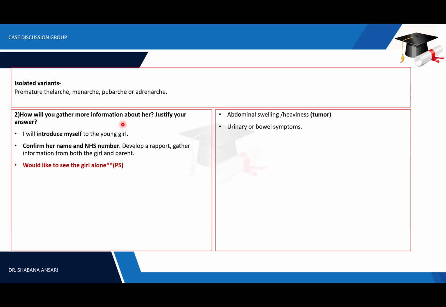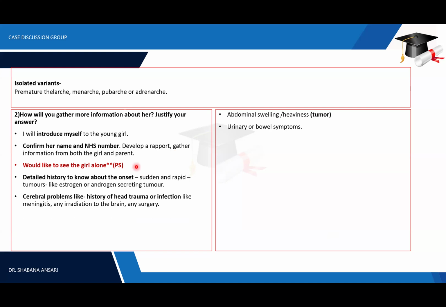How will you gather more information? Information is always history, examination, and investigations. First of all, I will introduce myself to the young girl, confirm her name and HS number, develop a rapport, and gather information from both the girl and the parent. I would like to see the girl alone. This is also very important because it can be because of child sexual abuse also. Very important, patient safety. I would like to know the detailed history to know about the onset, whether there was sudden and rapid onset of the changes, as it can be indicative of tumors like estrogen or androgen secreting tumor.